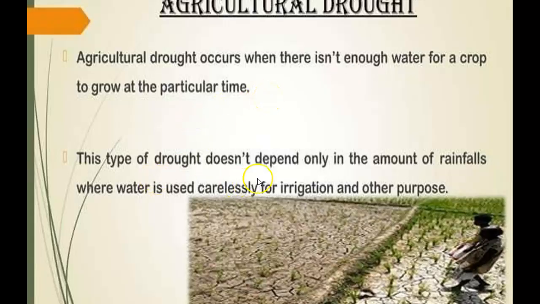This type of drought doesn't depend only on the amount of rainfall, but also on where water is used carelessly for irrigation and other purposes. This kind of drought is very important, as if water is not available for the crop to grow, then this will affect the yield negatively.